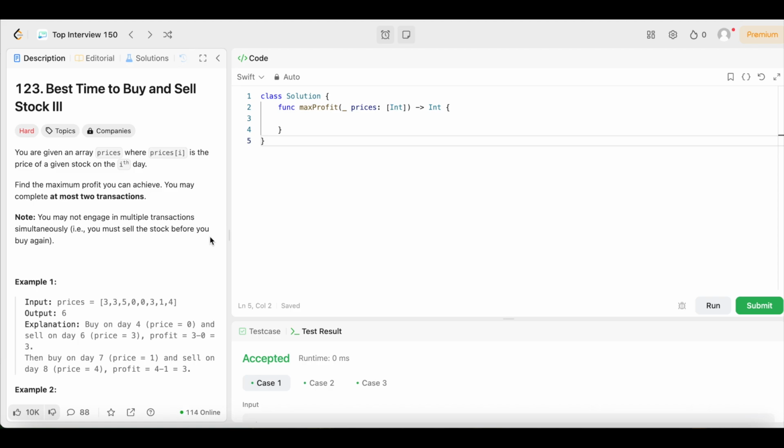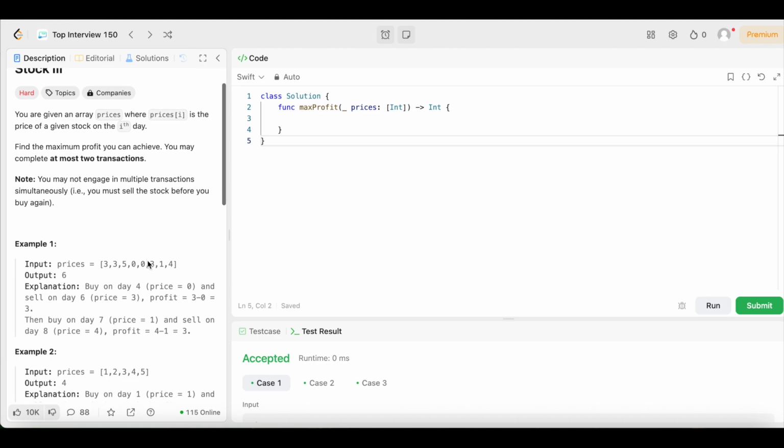All right, y'all, so this is not that difficult to understand, but let's go ahead and look at these examples just to make sure we know exactly what it is that they want us to do. So in example 1, we have the input prices equals an array of integers representing the stock prices. So that array of integers is 3, 3, 5, 0, 0, 3, 1, and 4. The output is 6. Before we get to the explanation, let's break down what the actual goal is given this input.